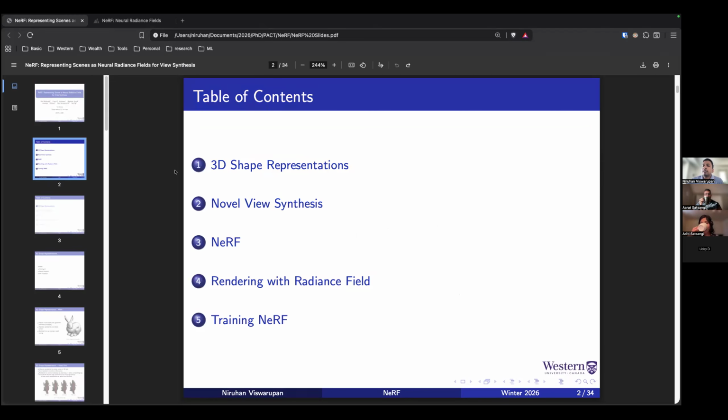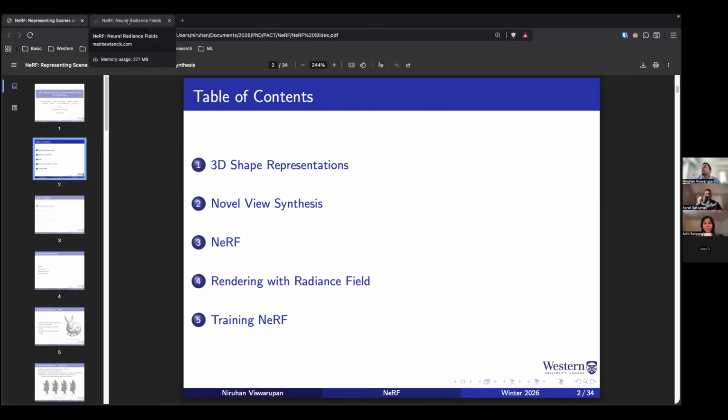These are the topics that I will talk about today. I will start with some basics because I assume some of the audience might need some background in graphics or view representation. So I'll start with 3D shape representations, and I will talk about the problem of novel view synthesis, and then we will discuss the core of NeRF, which is Neural Radiance Fields. And then fourth, we will look at how we do rendering with radiance fields. And then finally, we will see training the NeRF framework.